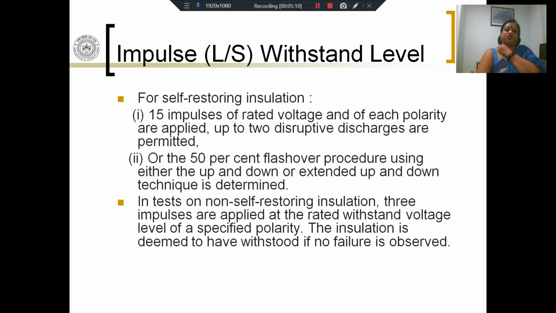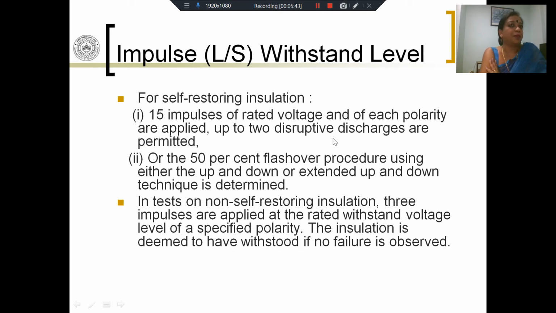For example, just to take a look at a couple of such standard tests, we consider the impulse, lightning or switching withstand level. If we are talking about self-restoring insulation, remember we always differentiate between self-restoring and non-self-restoring insulation, because one is a destructive test, in the other case the same test will be non-destructive. If you have a self-restoring insulation, 15 impulses of rated voltage and of each polarity are applied. 2 disruptive discharges are permitted.